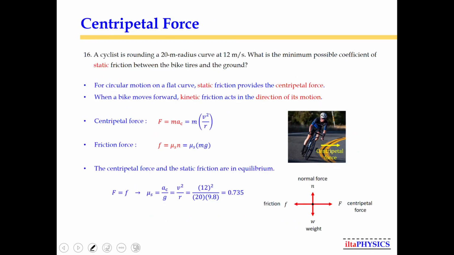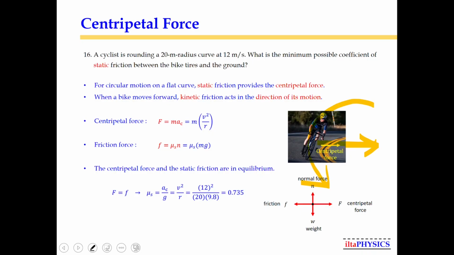Problem number 16 is about finding the static friction force using centripetal force in the motion of a cyclist performing circular motion. It's a type where several concepts are intertwined, but you can just follow along step by step. Looking at the figure on the right, a cyclist riding through a curve experiences a centripetal force toward the center of the circle, which is the inward direction.